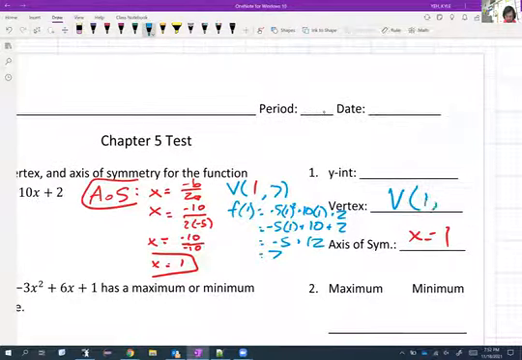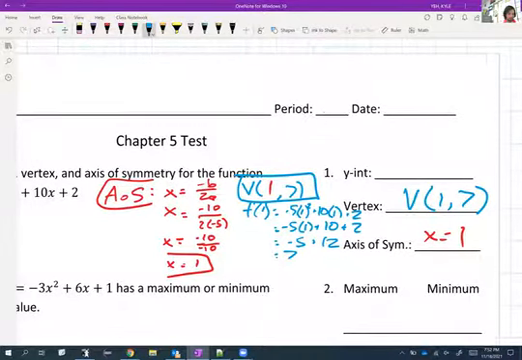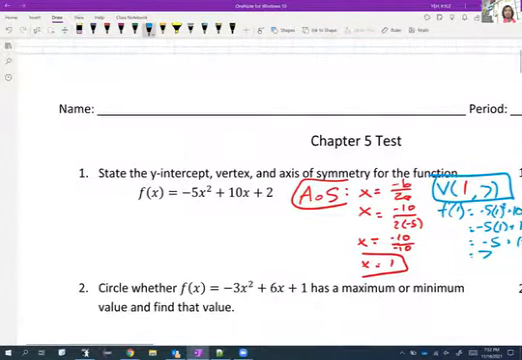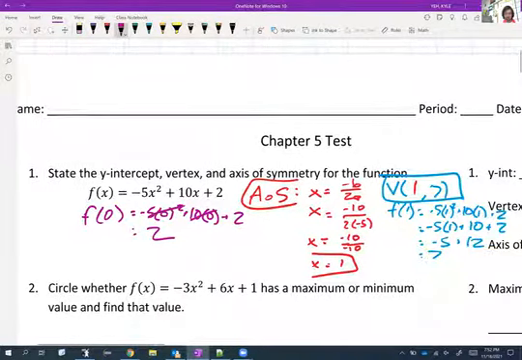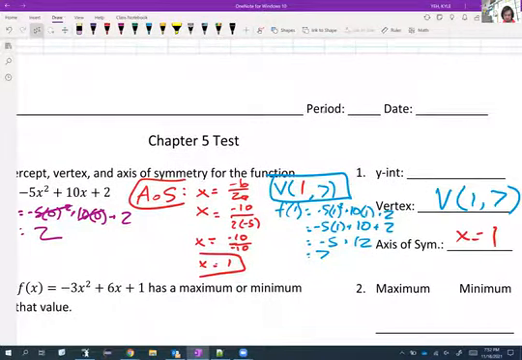Vertex 1 comma 7. And then the y-intercept, if you will recall, is simply where do we hit the y-axis? And if you remember, that means the x-coordinate by definition is 0. So f of 0 equals negative 5 times 0 squared plus 10 times 0 plus 2. And as you're working this, you might remember, oh yeah, it's always that c value. It's always just going to be, because the zeros cancel the x's out, in this case 2. So you could put 2 here. I'm going to put the full point 0 comma 2 for our y-intercept. And we are done with problem 1.